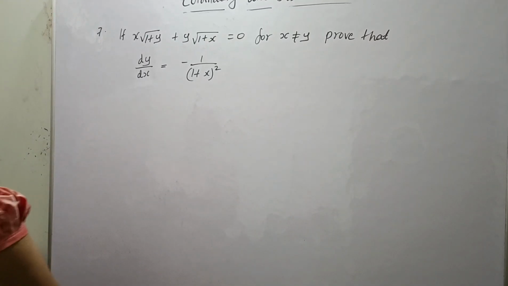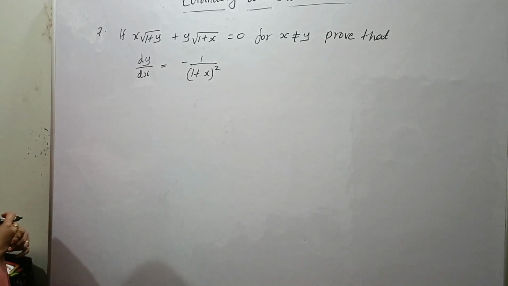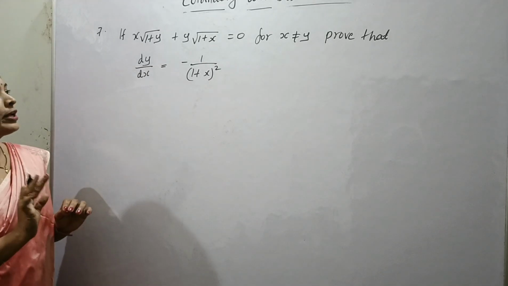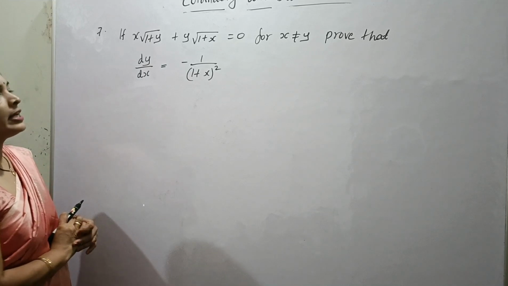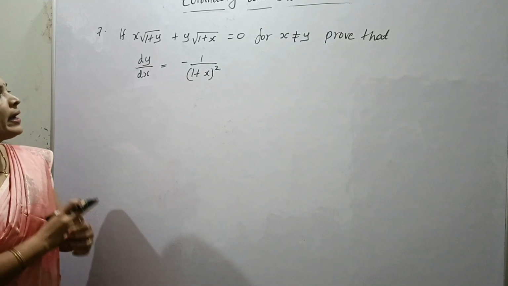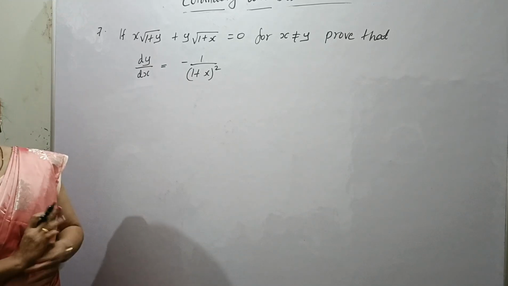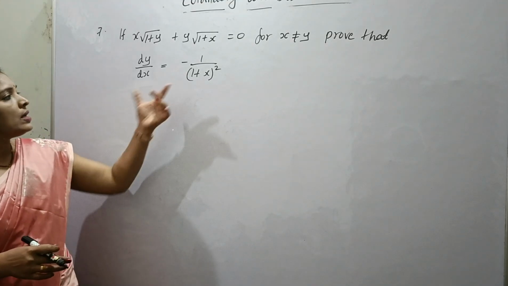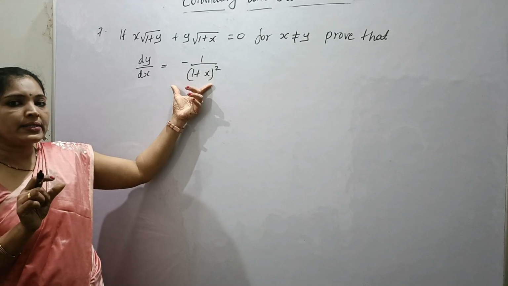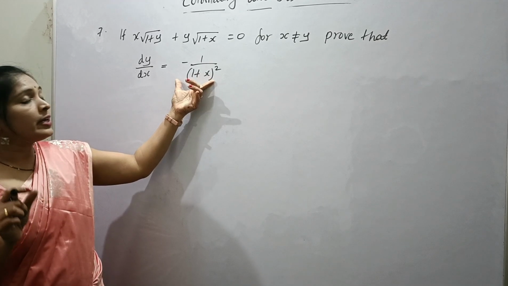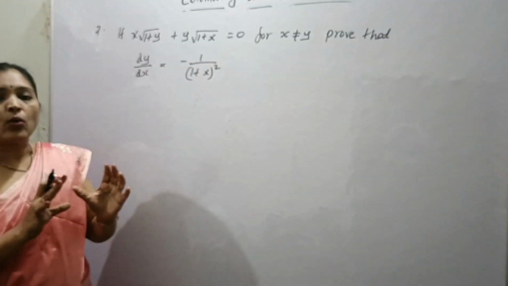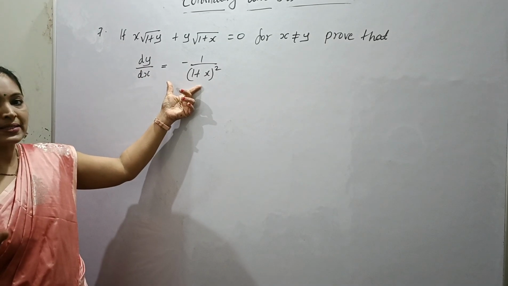Look at the next question. If x into root of 1 plus y, plus y into root of 1 plus x, is equal to 0 for x not equal to y, prove that dy by dx is equal to minus 1 by (1 plus x) whole square. Very important question. Before going to the solution, you have to look at the RHS carefully. Here, what we have to prove? Our RHS is only in x terms.